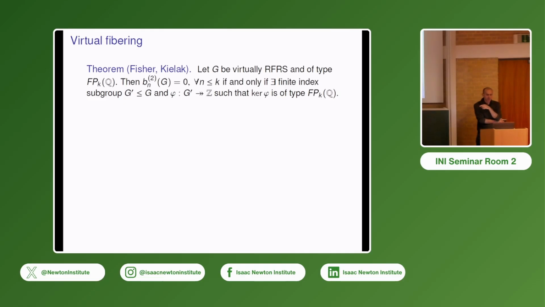So for instance, when k is 1, FP_1 means the group is finitely generated. And we're saying that when the first L2 Betti number vanishes, then the group virtually surjects onto Z, where the kernel is finitely generated.